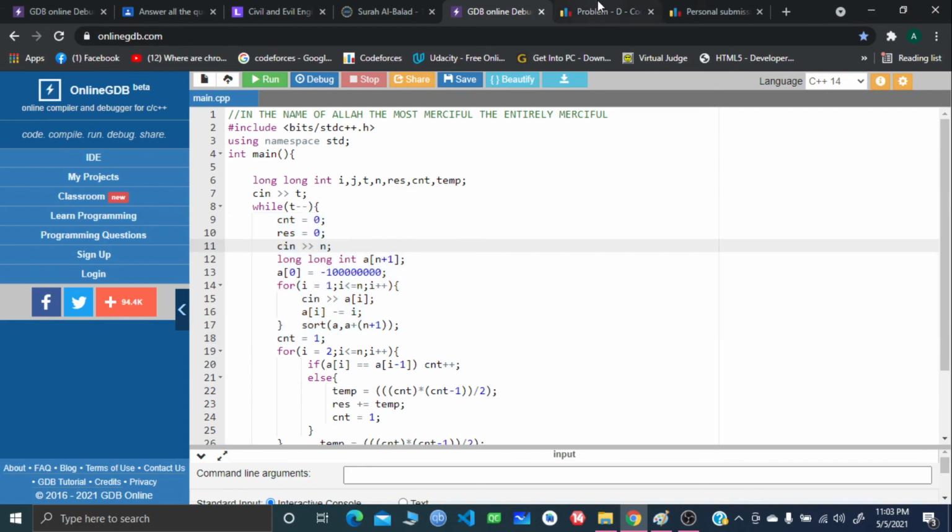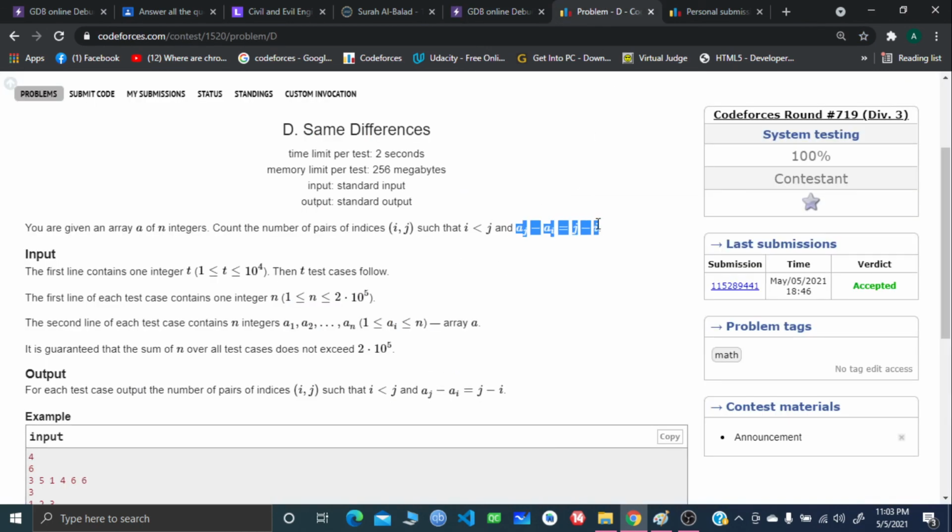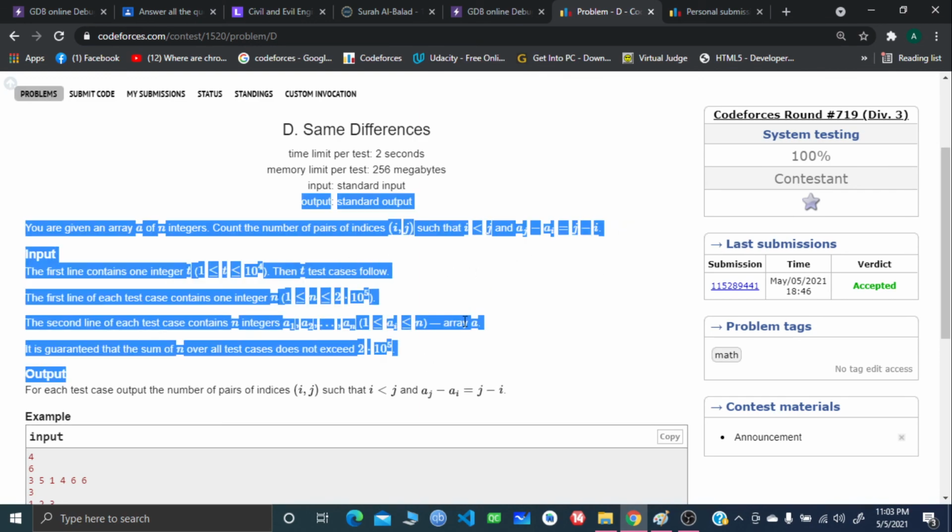That's basically it. The main part was this, you had to manipulate this, and that was the tricky part here. So I hope you get that.